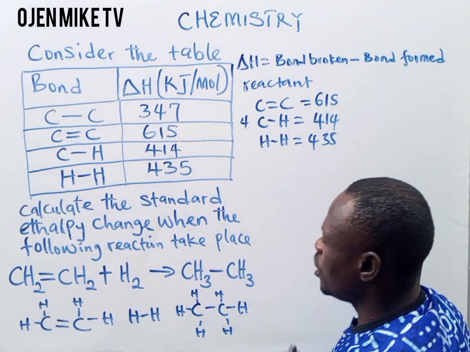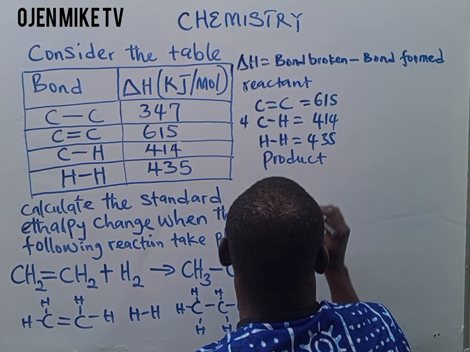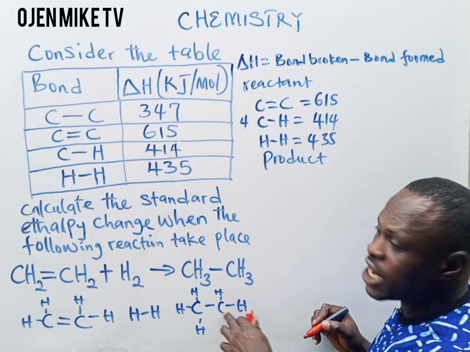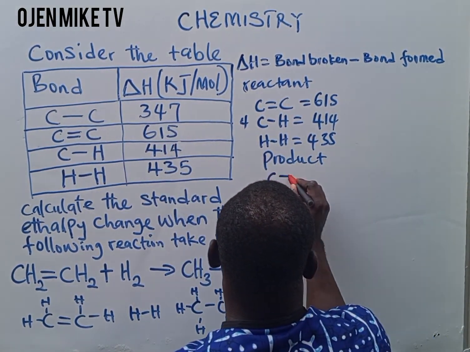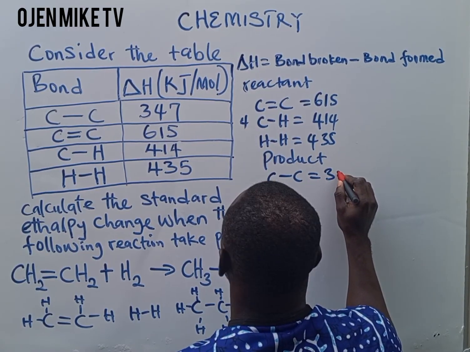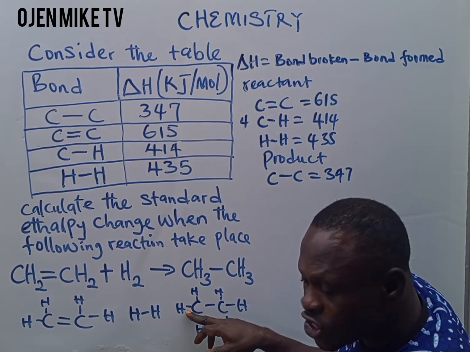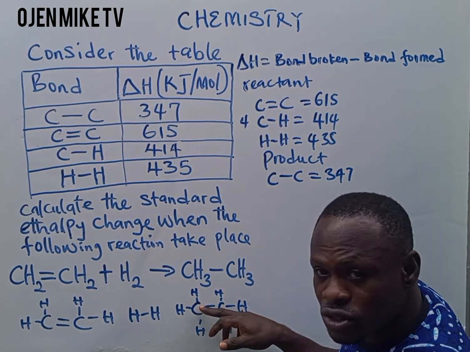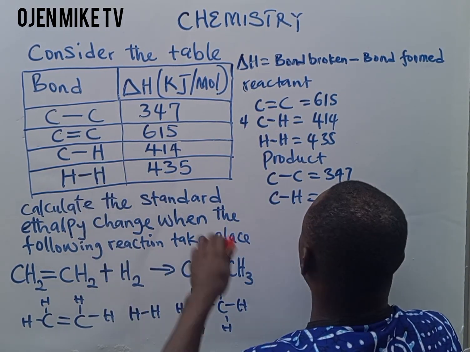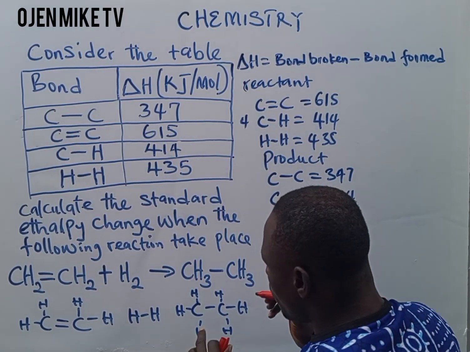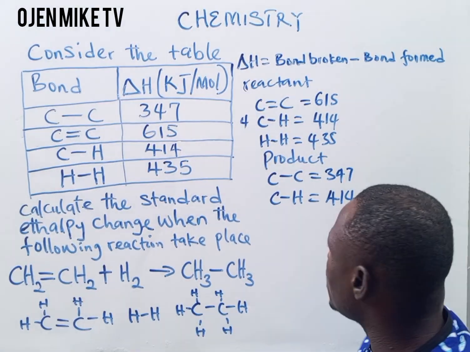We are done with the reactant. Let's proceed to the products. In the product, the first thing we have here is C-C, a single bond. C-C is equal to 347. The next thing we have is C-H. C is carrying hydrogen atoms. C-H is 414. But how many hydrogen atoms are being carried? We have 1, 2, 3, 4, 5, 6.